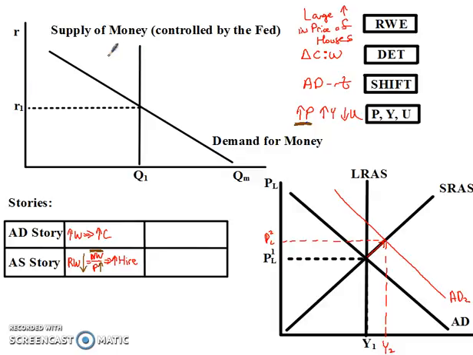Well, I need to shift that supply curve in here to the left. How am I going to shift supply to the left? Now we have to ask, what can the Federal Reserve do to shift the supply of money to the left? What can they do in order to decrease the money supply? So let's draw it out here.